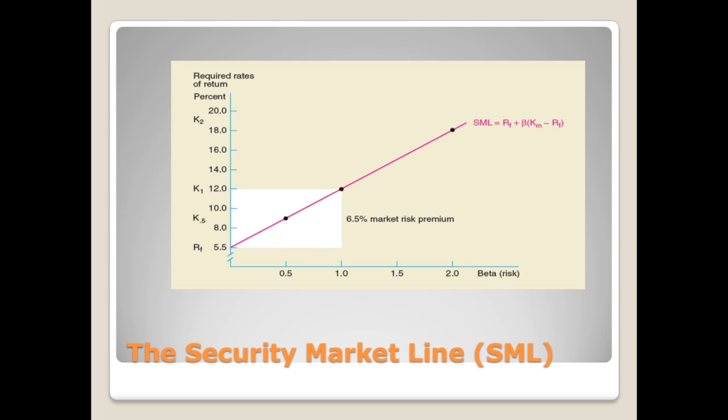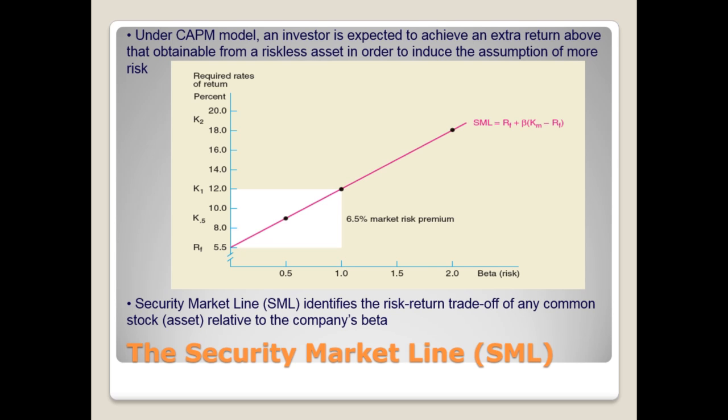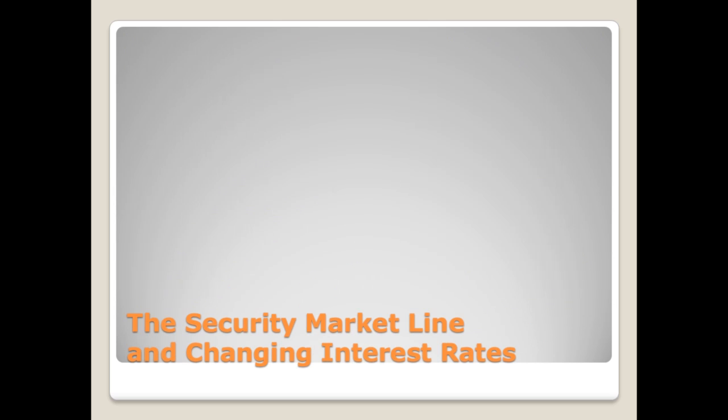Security market line. Under the CAPM model, an investor is expected to achieve an extra return above that attainable from a riskless asset in order to induce the assumption of more risk. The security market line identifies the risk-return trade-off of any common stock asset relative to the company's beta. That's all you will need to know in this course regarding what this is.